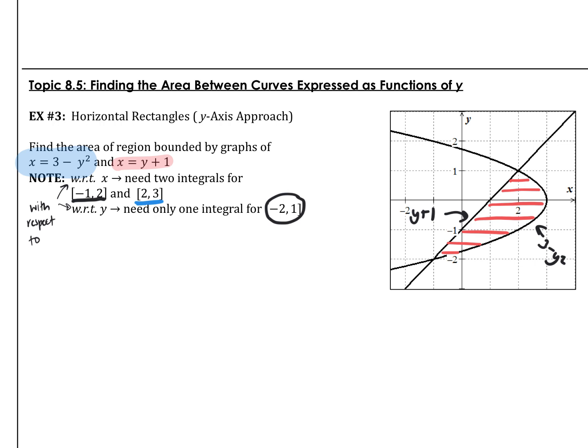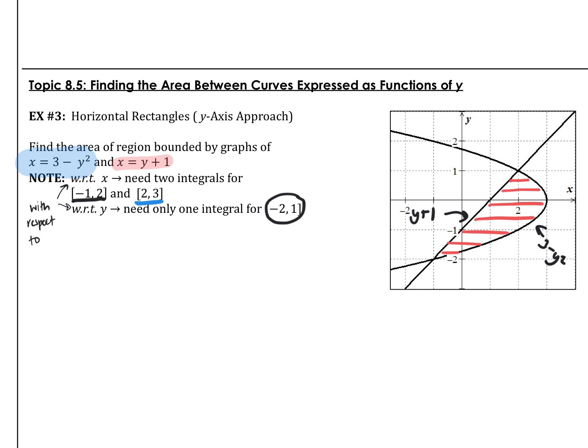The previous one was -1 to 2 and then 2 to 3. So why did they go from -2 to 1? That's where they intersect on the y-axis, -2 and 1. Wait, do you mean like where they intersect the points right there? Not like on the y-axis?